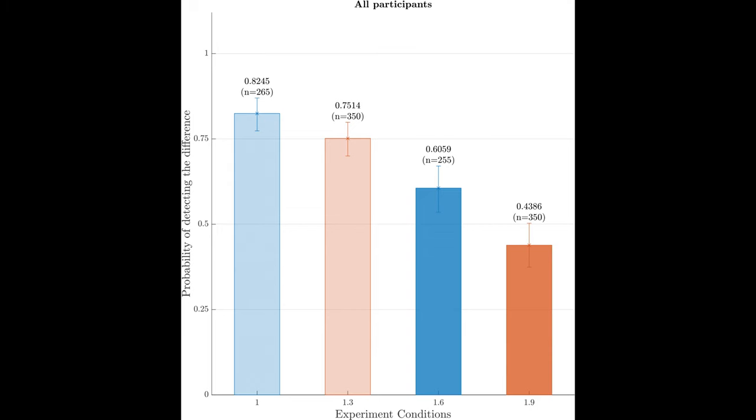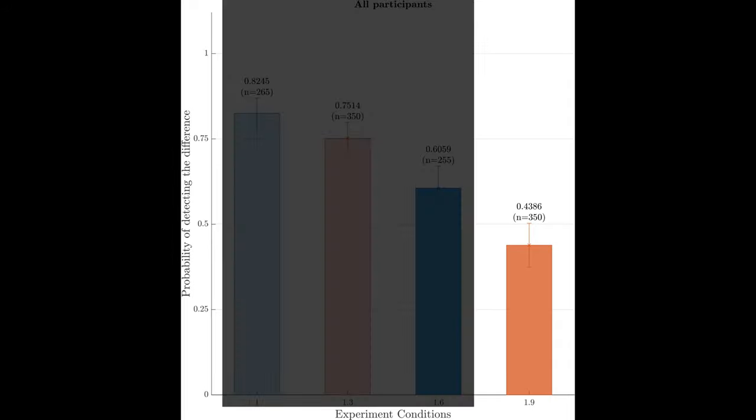The results collected for 12 naive participants show that an average observer has only a 44% probability of detecting the difference between the real and virtual objects.